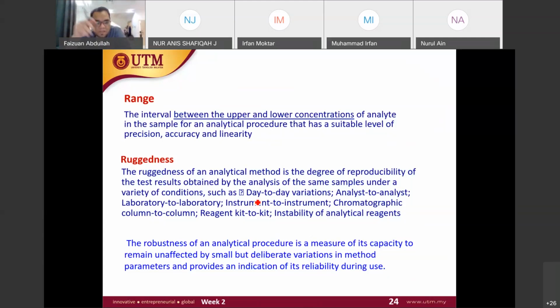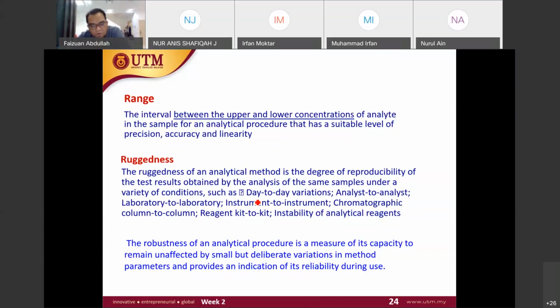And then from lab to lab: today I use this instrument in my lab and tomorrow Anis uses this instrument in her lab. So what about the result? Is it rugged or not? Are they different from each other or not? If we use the same method and different instruments, how about the result? Is it similar, precise, or accurate and precise, or not?